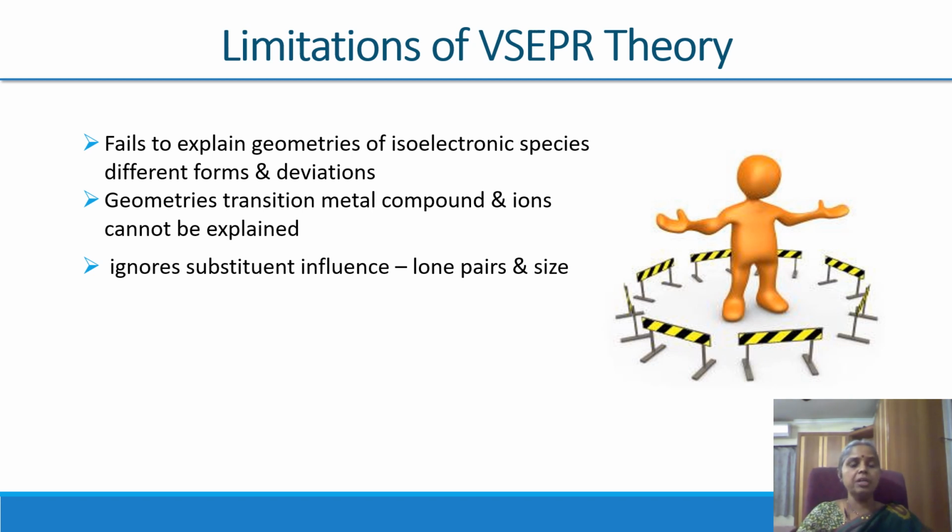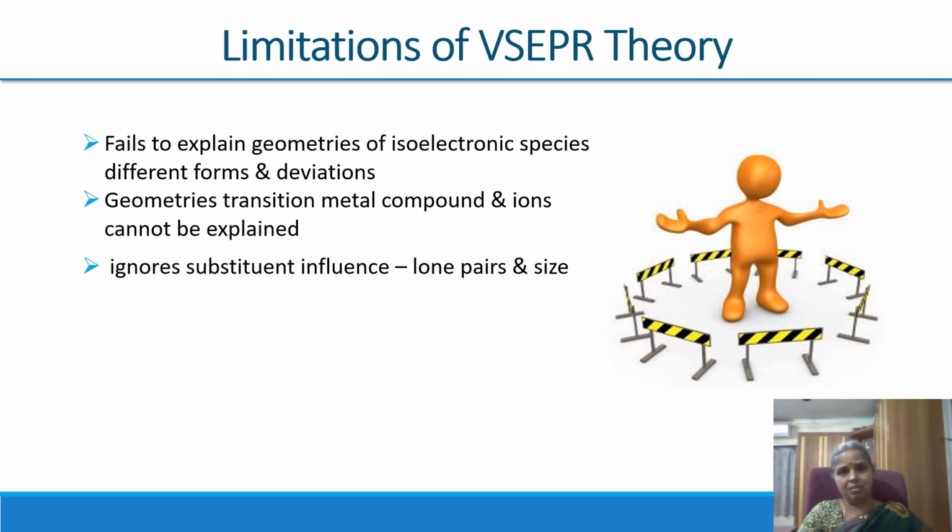Now, it also ignores substituent influence. See, one strong drawback of this theory is that it is always focused only on the central atom, on the valence shell of the central atom, on the number of electron pairs of the central atom, and the types of electron pairs, the lone pairs, bond pairs, how they are distributed. Always focused only on the central atom. It doesn't take into account the substituents, that means the other atoms.